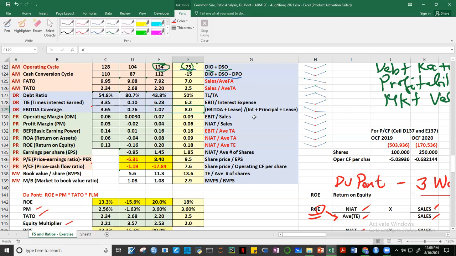All right? Compare that with our competitor, mas capable si competitor natin to cover their interest, principal, and lease payments kasi mataas yung EBITDA coverage nila kaysa sa atin.